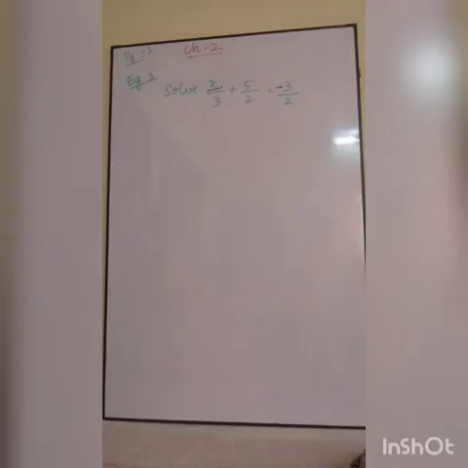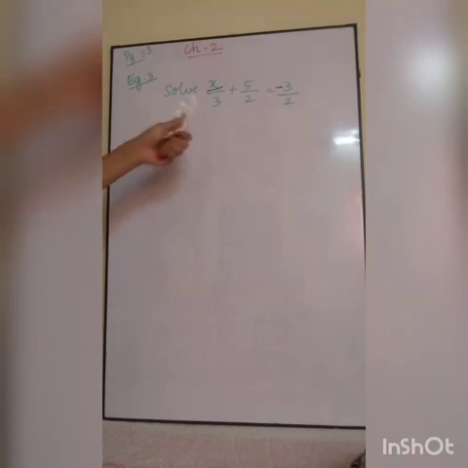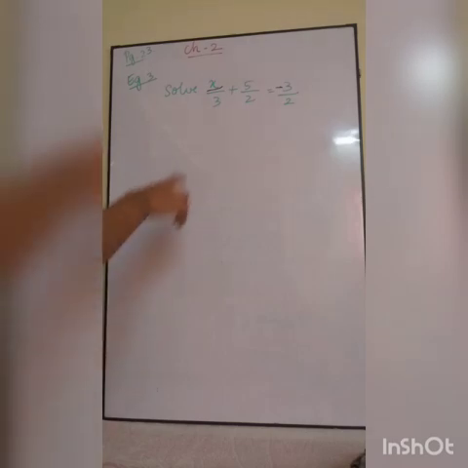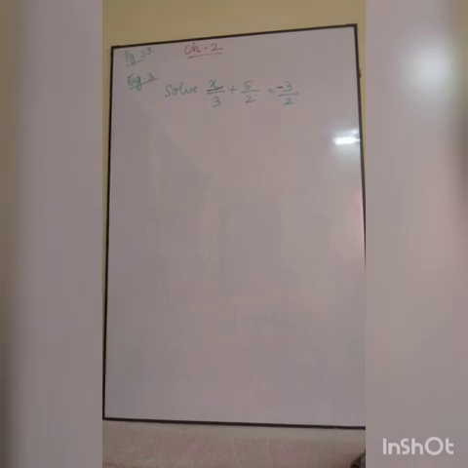Understood? Your example 3: you can take page number 23, children. In that, example 3 is given. Solve x by 3 plus 5 by 2 equal to minus 3 by 2. So what are you going to find? The unknown is x. You want to find the x value, which is the solution of that equation.